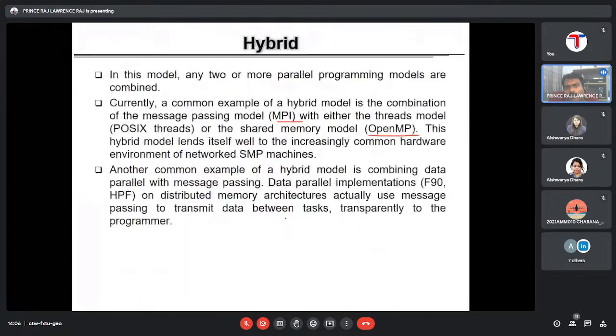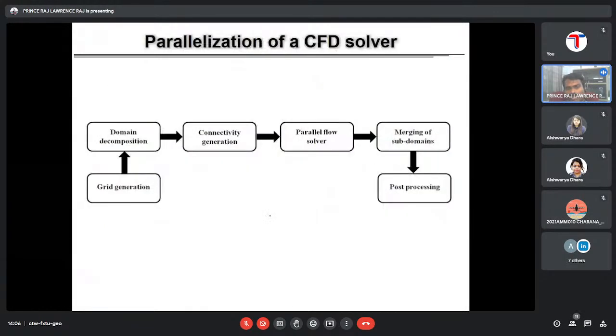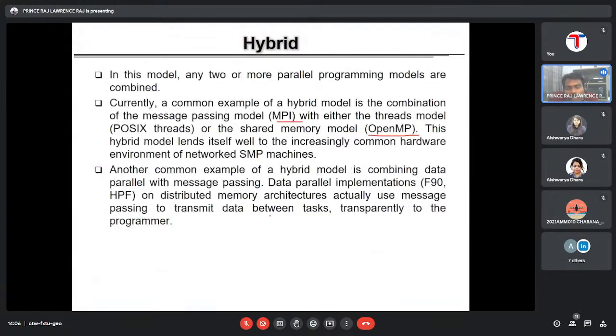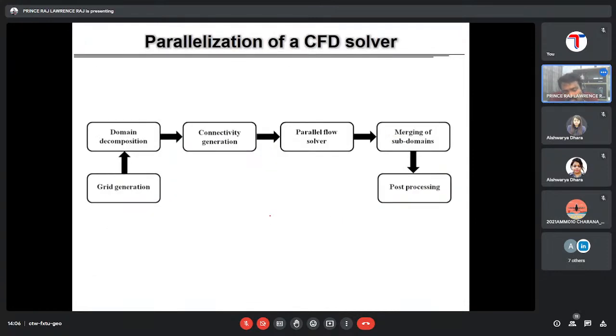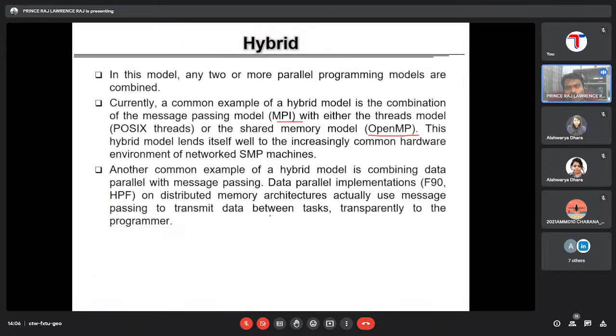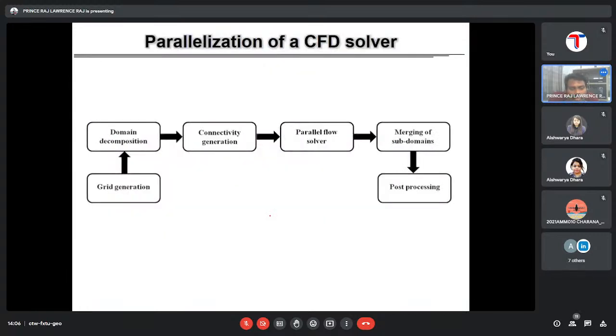So this is basic parallel computation, and I'm going a little faster because I cannot cover many things in a shorter time. Now let's talk about how a computer works and how parallelization works. Everything is seen, but how we are going to use this in CFD, that we have to see.